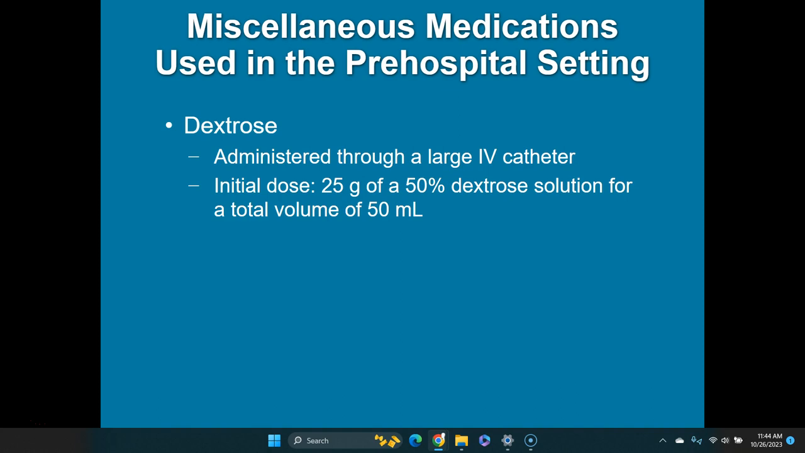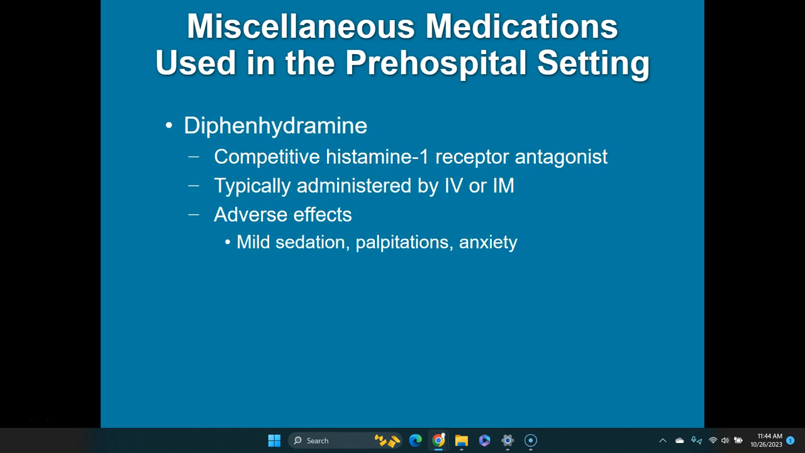Dextrose, you want to give that through an IV, large IV if possible. If you're giving D50, it's really thick, syrupy, because that's all it is, it's sugar and water. So veins don't really like that. So you want to give it through that big IV.